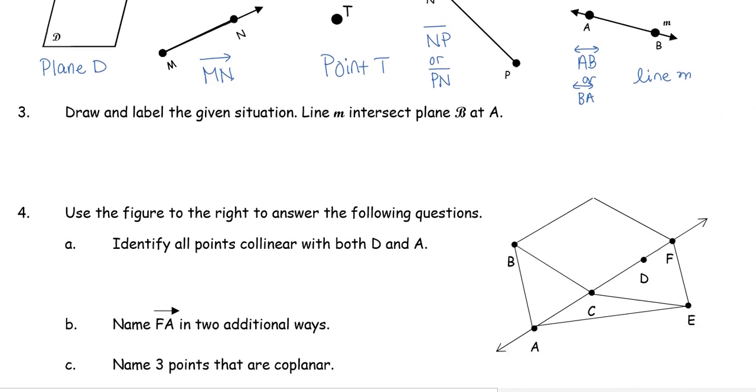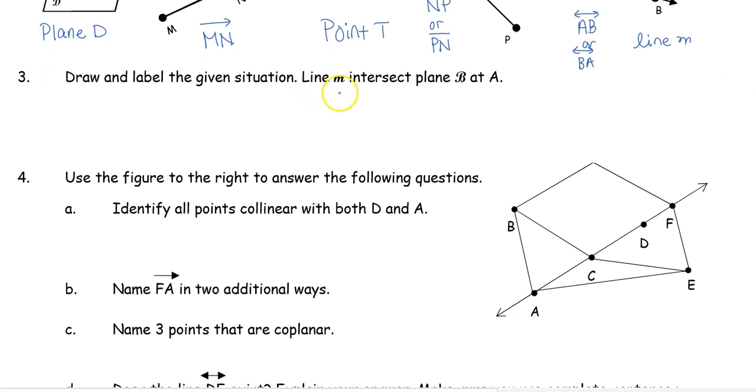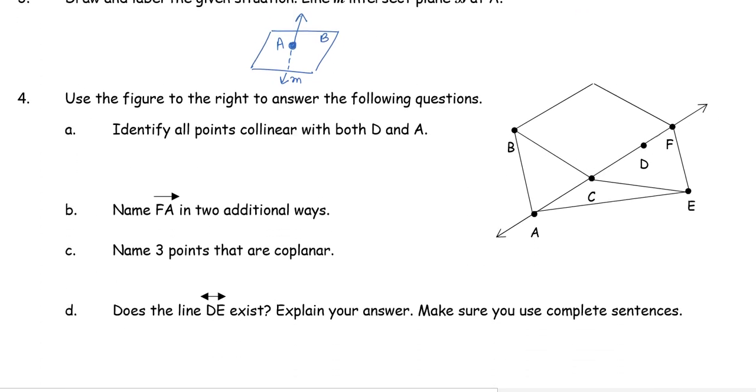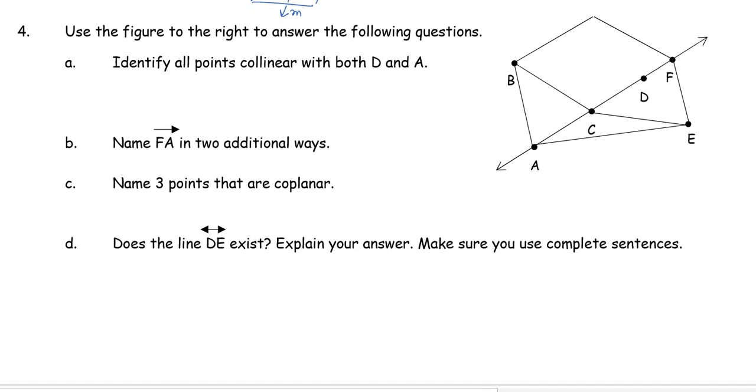All right, we want to draw and label the situation. So we have line M intersecting plane B at A. Very similar to what we did above. So we have our plane. This plane is plane B. I'm going to have a line cut through that plane. When it cuts through, it's no longer visible, so I draw that dashed line and it comes out the bottom. This is our line M, and the point at which it goes through that plane is point A. Just being able to interpret those letters, those words, and knowing what it's going to visualize as.